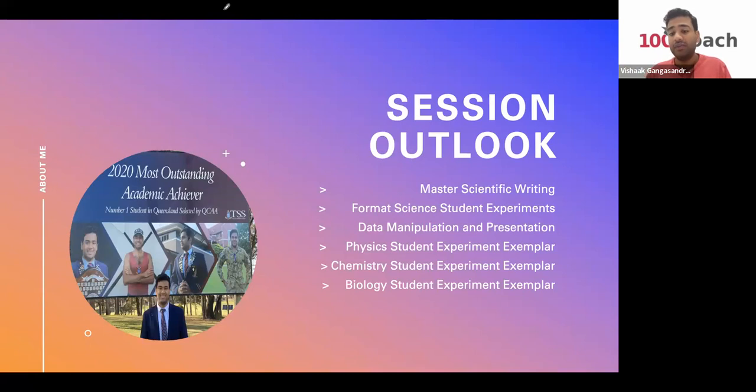Then data manipulation and presentation. This is a very quick section showing you what a good graph looks like and giving you ideas, if you have graphs similar to this, how you should realistically format your graph to make it look really cool, and then also to convey information quite well. And then I'll go through exemplars for physics, chemistry, and biology. That's the session for today.